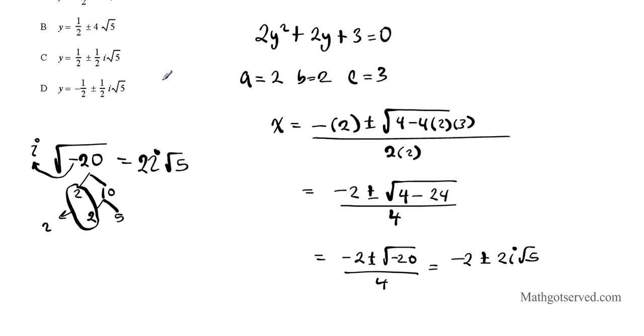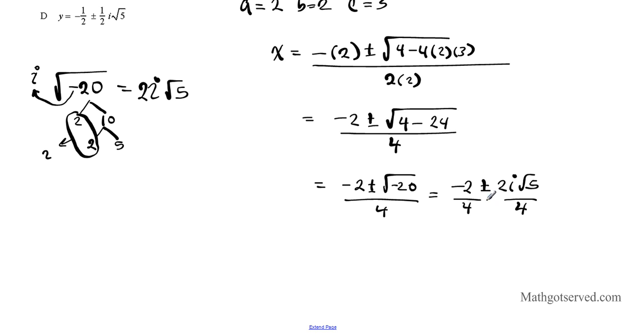Okay? Now these options are broken up, so I can break it up to make it over 4, make that over 4. So we're going to reduce this. If I reduce this by dividing by 2, I'll have negative 1 half. And then plus or minus, divide this top and bottom by 2, i root 5 over 2. Okay?